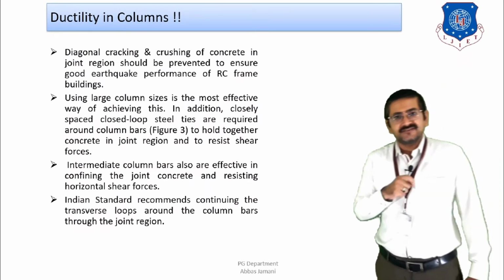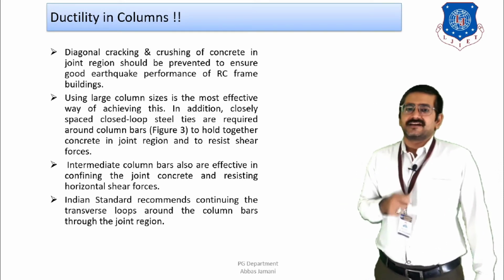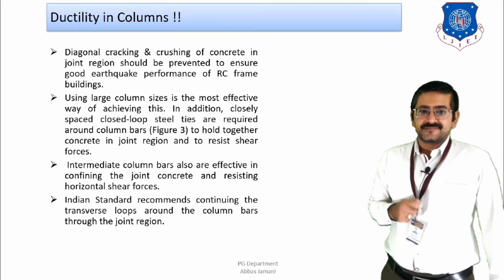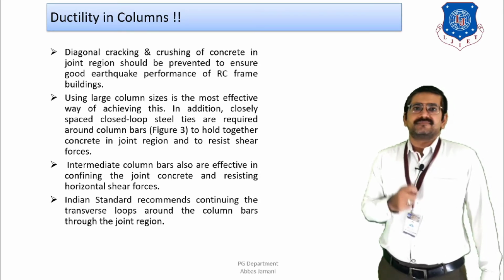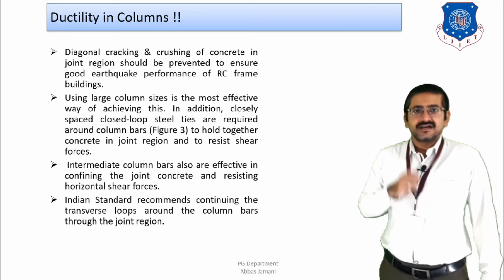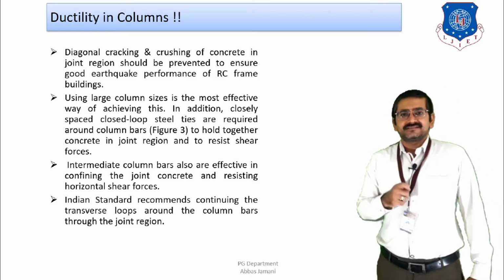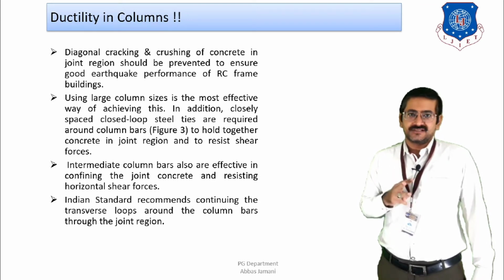So as we have seen in the last slide, a distortion of joint is going to result in diagonal cracking and the crushing of concrete in the joint region, and this should be prevented in order to ensure the good performance of the beam column joint when subjected to lateral loads. Now the question is, how can we increase the strength of this beam column joint? There are possibly three options which we can have.